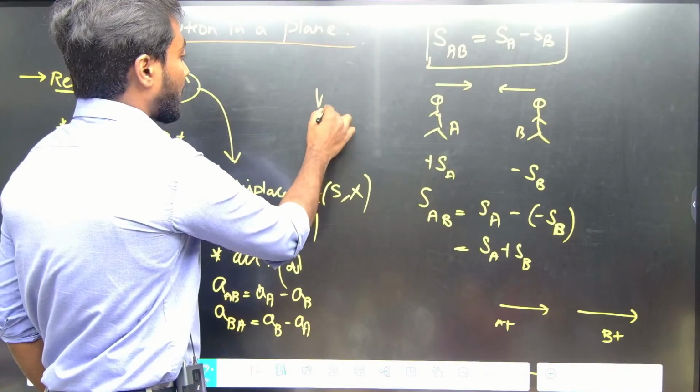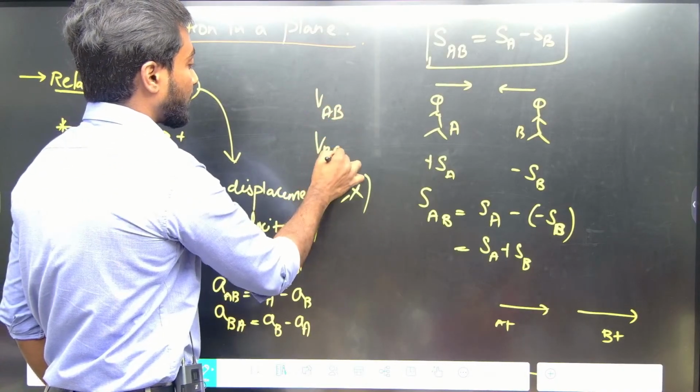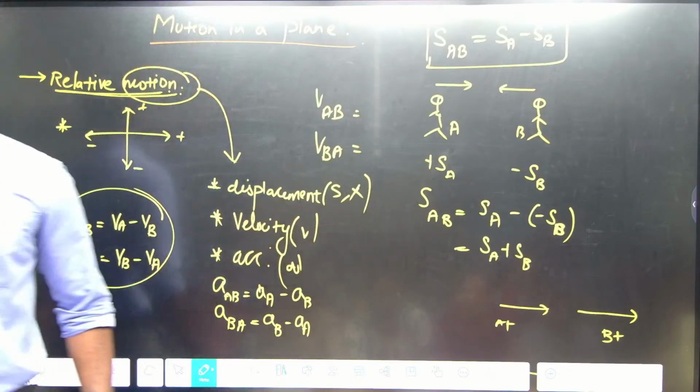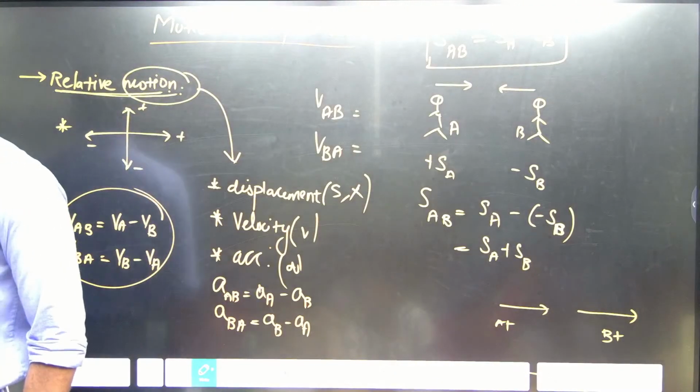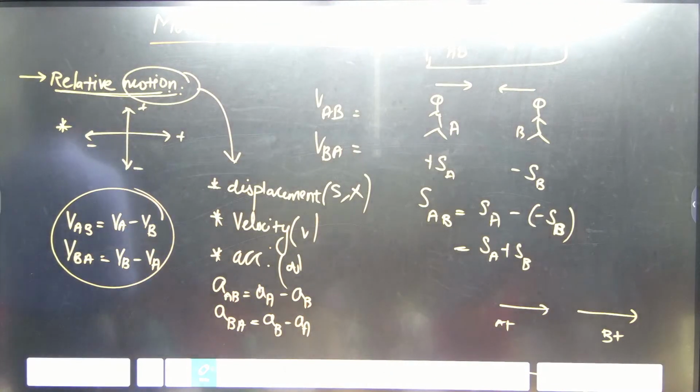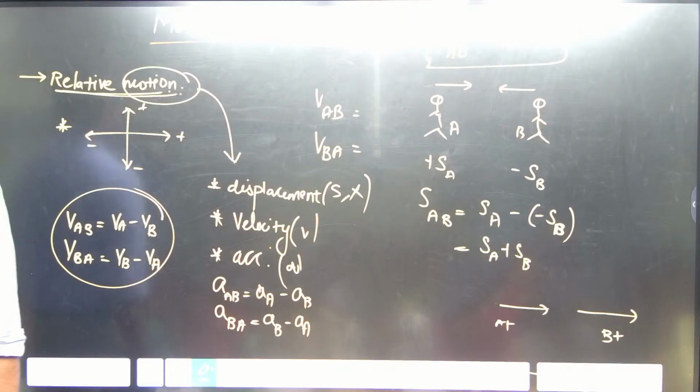Velocity of A with respect to B, velocity of B with respect to A, both I need to get. There is no direction given in this question. Just I need to find it, that's it, by applying the formula.